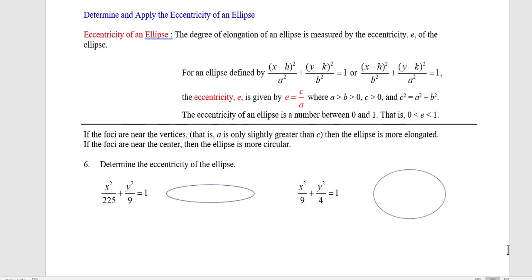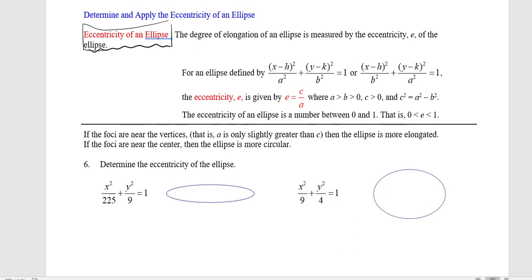This is the second video in section 10.1, the ellipse. In this section, I want to take another look at another quality of the ellipse. On top of the foci, the vertices, the major and minor axes, all these things we've seen already, I want to talk about the eccentricity of an ellipse.